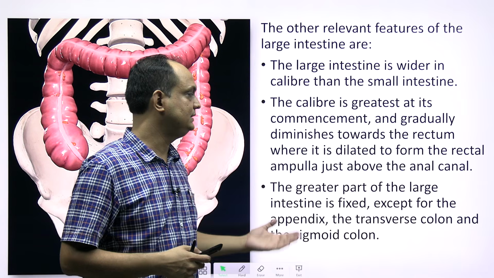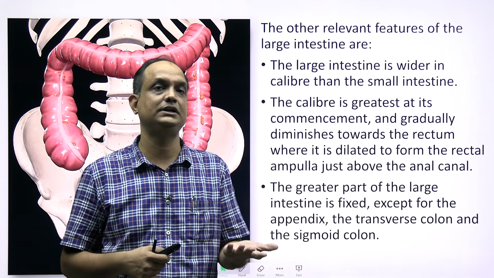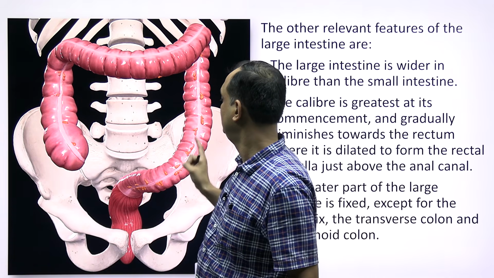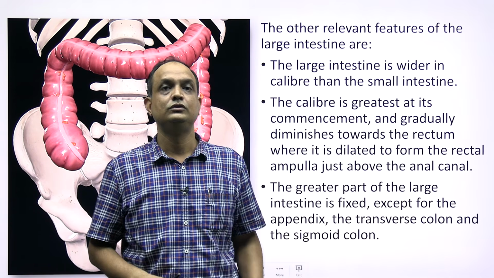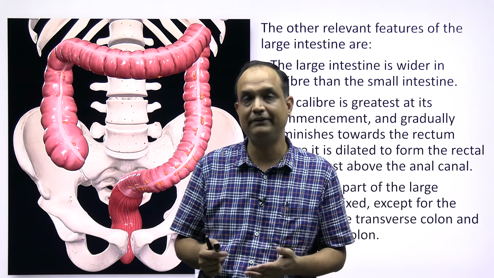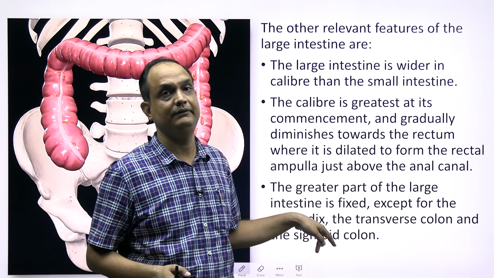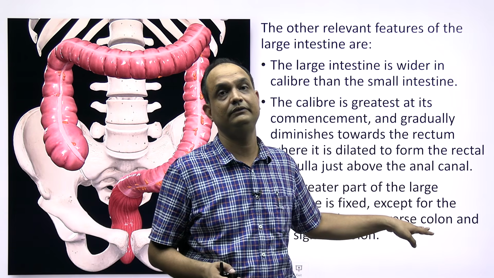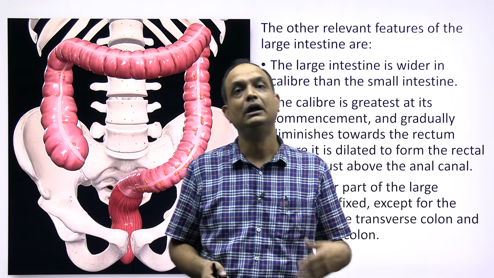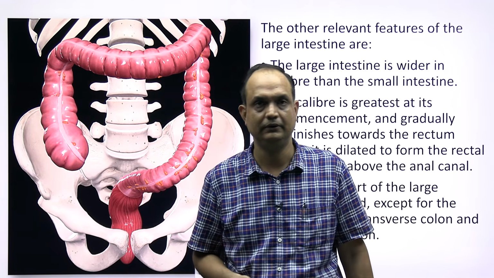The greater part of the large intestine is fixed. That means it is retroperitoneal. Which parts of the large intestine are not retroperitoneal? First is the cecum, second is the transverse colon, and third is the sigmoid colon. So these three parts of the large intestine are free, and the appendix also, because it has the mesoappendix. So you have the appendix with the mesoappendix, the transverse colon with the transverse mesocolon, the sigmoid colon with the sigmoid mesocolon, and the cecum. So all these four areas are not retroperitoneal.